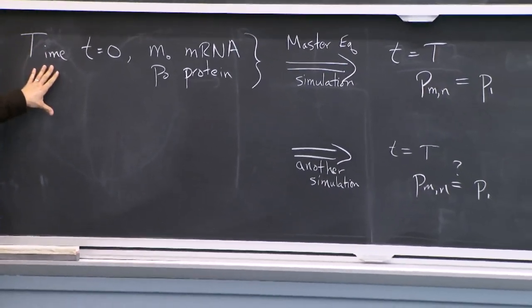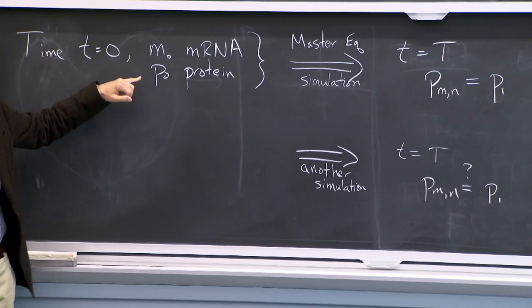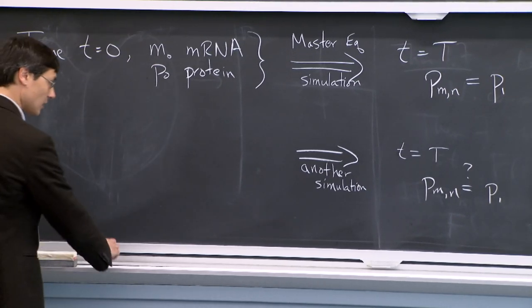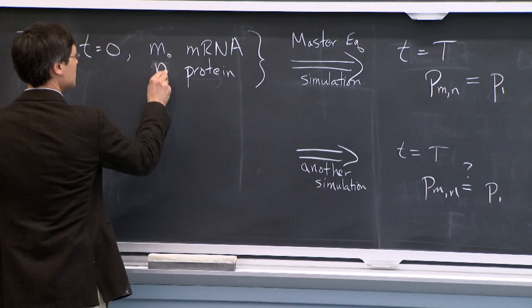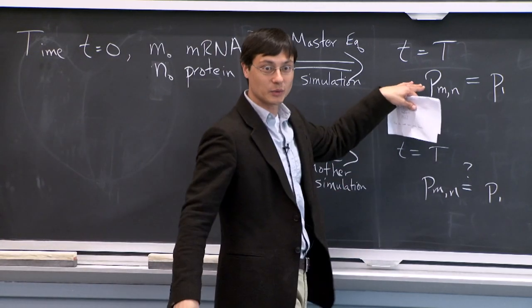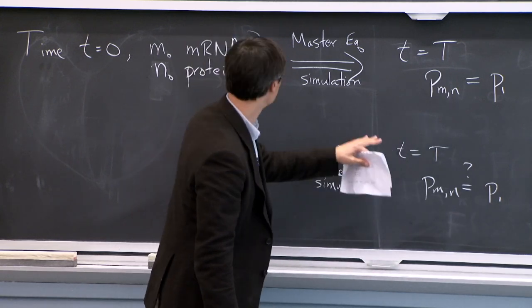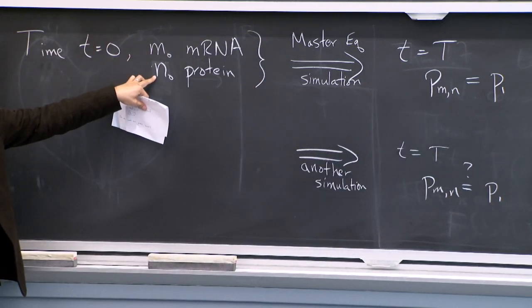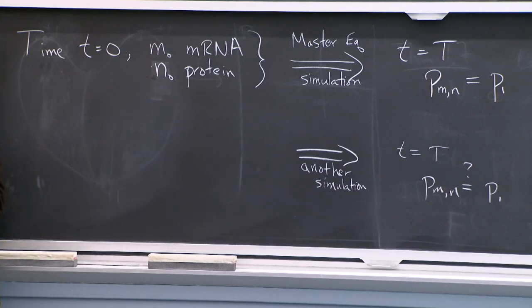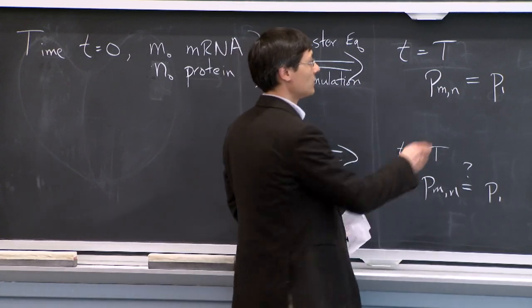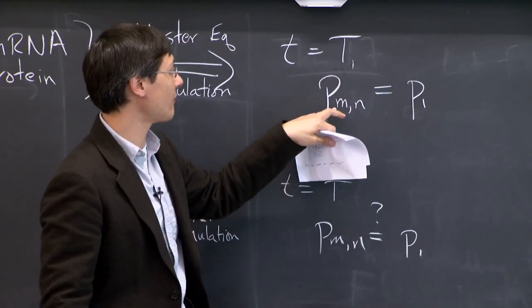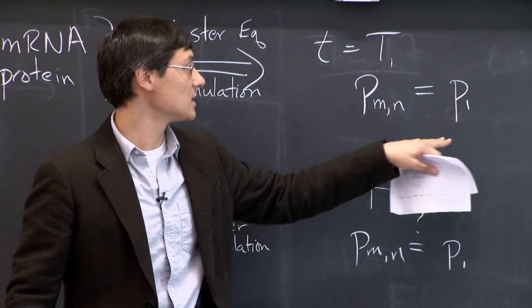This comes to another question here. Let's imagine that at time t equal to 0, I tell you that there are m naught mRNA and n naught protein. Not p naught, I always do this, somehow my brain does not like this. It's n naught, because the p's we want to be probabilities. Now maybe it's a complicated situation, and we can't calculate this analytically. So what we do is we go to our computer and have it solve how this probability distribution will evolve, so that at some time t1, it tells me the probability of having m and n mRNA and protein is equal to something, p1.